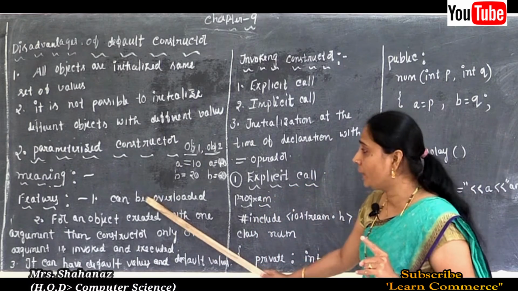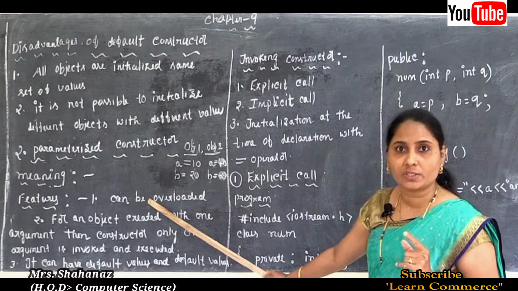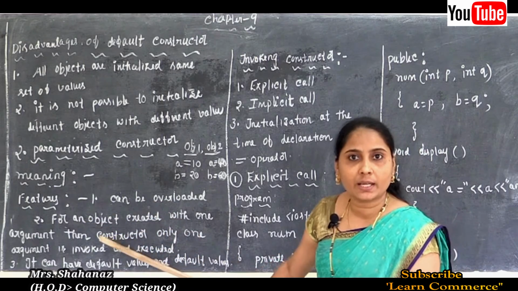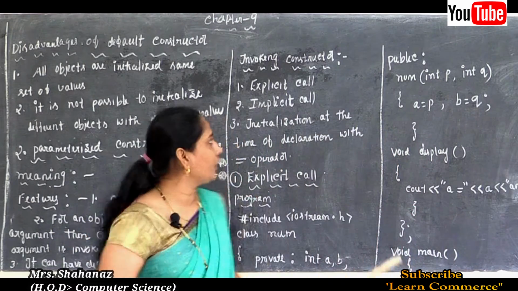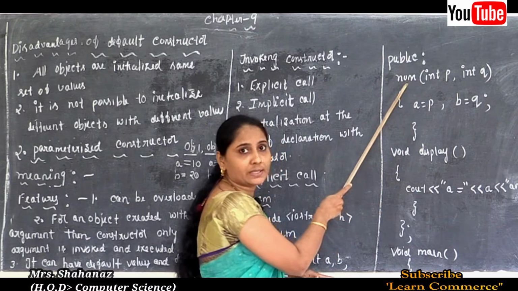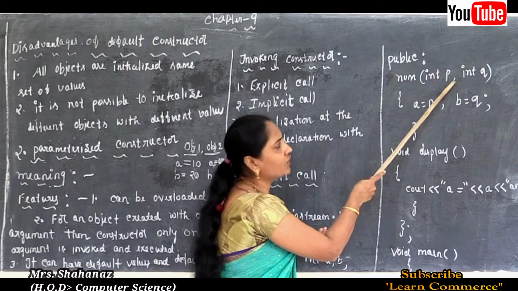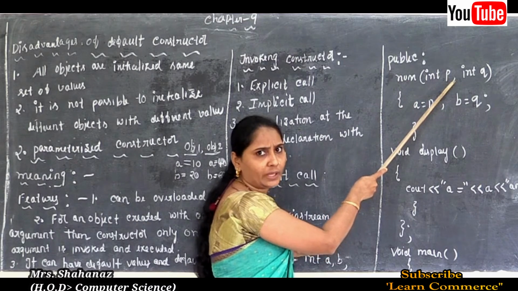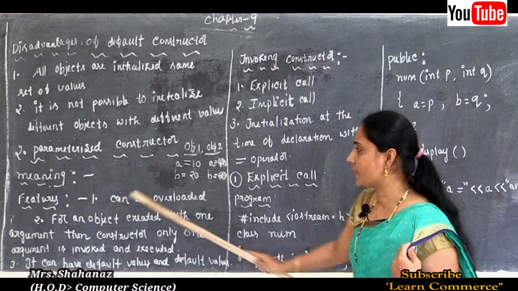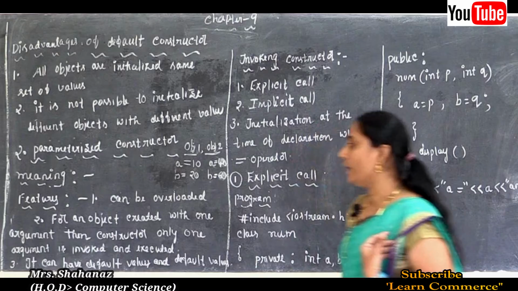But by using the parameterized constructor it is possible to use overloading, that is, the parameterized constructor can be overloaded. Why? Because we can use different kinds of arguments. The constructor name should always be the same, but we can use different kinds of arguments. So the first feature is that the parameterized constructor can be overloaded.